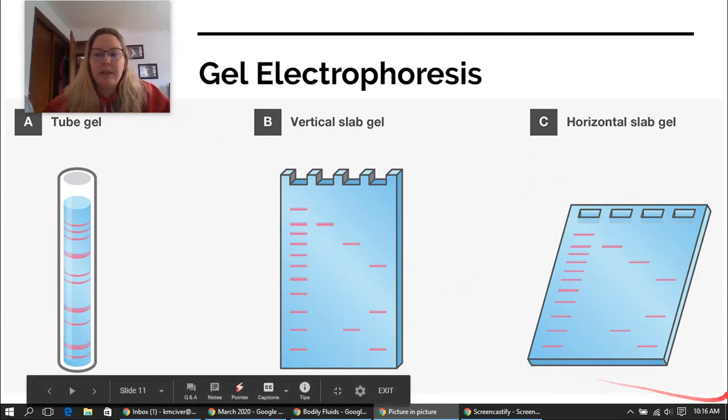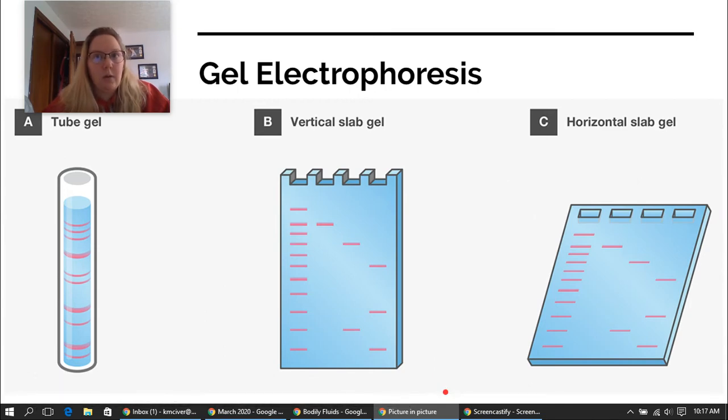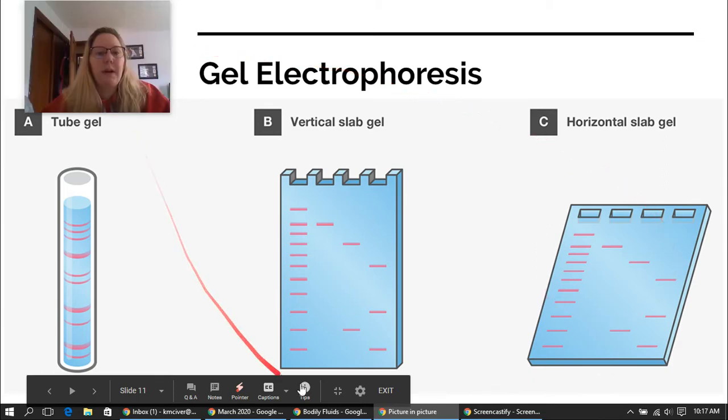We usually use the horizontal slab in our labs in our school. Most people use the horizontal slab, but I have seen the vertical slabs done as well. The tube gel is pretty rare. Very few people do it now with how quickly these two can run.